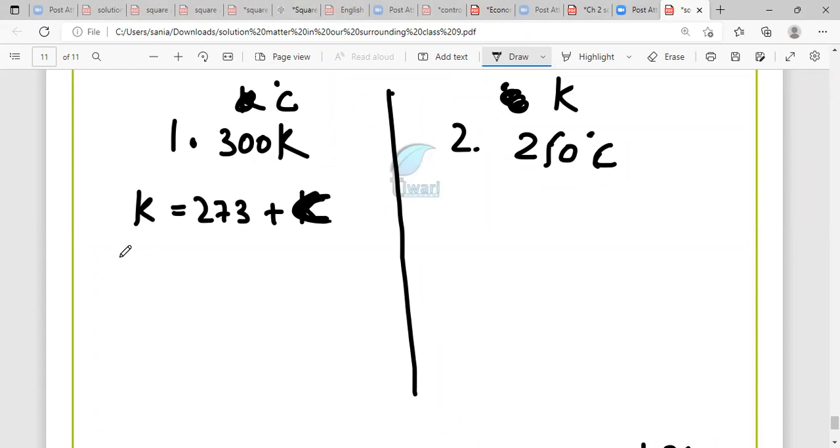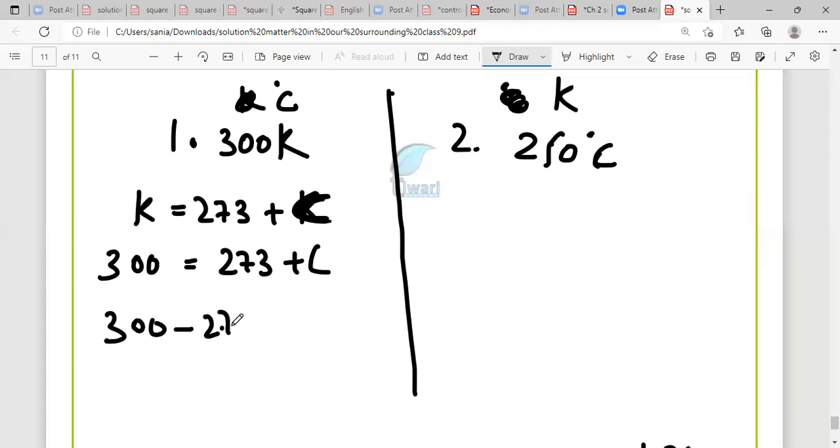See, this is very simple. Just remember the formula: K = 273 + C. Over here, what is given? Kelvin. So where will you put it? You will put it over here. K is given, so it will be 300, and then 273 plus C. Now you have to find C. So 273 will go to the other side; it is positive, so it will become negative. The answer will be 27 if you subtract it.